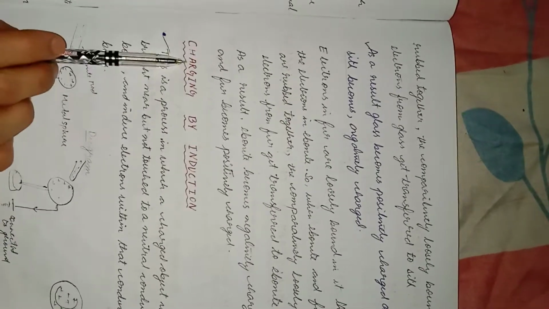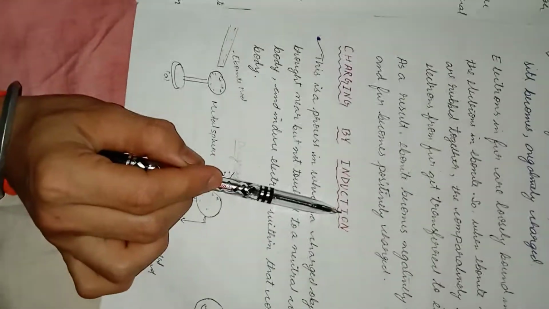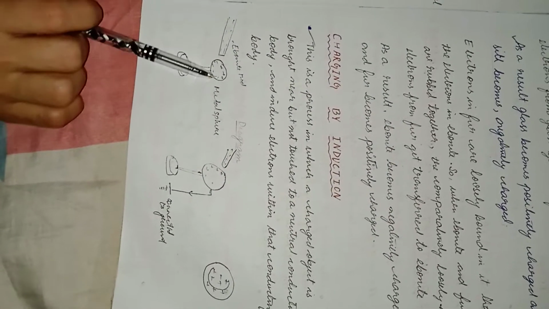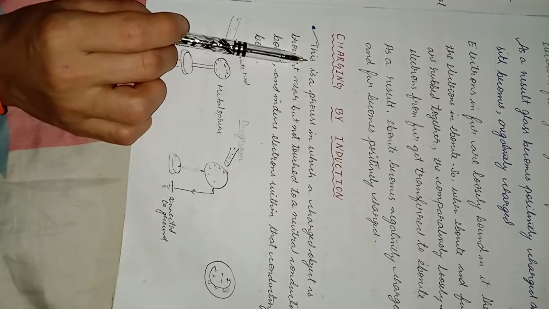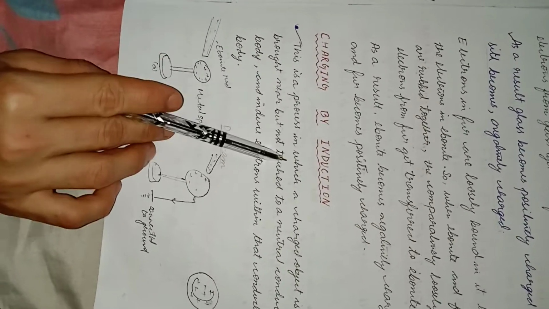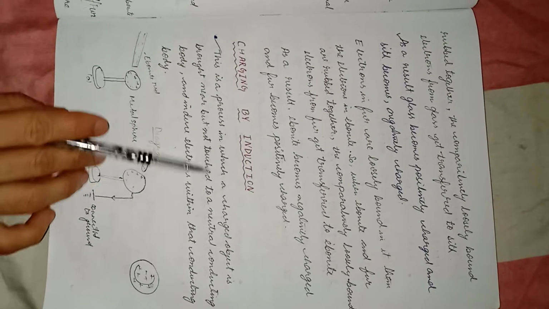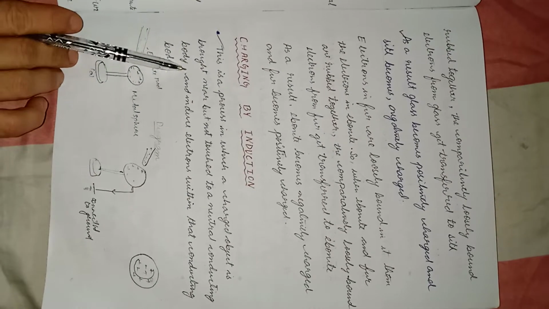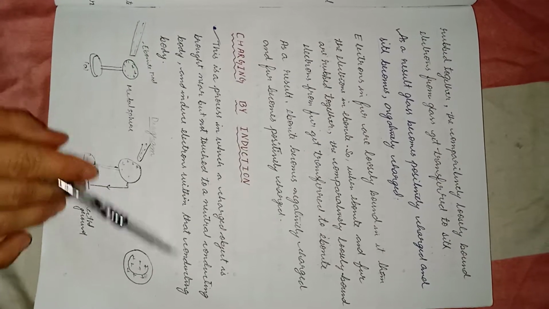Charging by induction. Induction means a body is brought near a metal sphere, but it is not touched. We can define it this way: it is a process in which a charged object is brought near, but not touched, to a neutral conducting body and induces electrons within that conducting body.